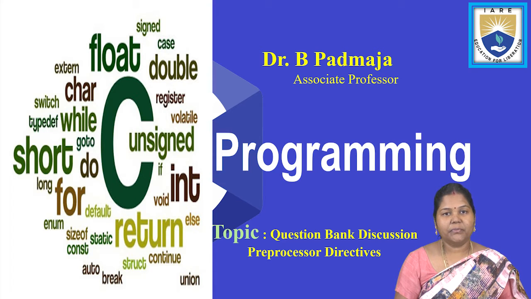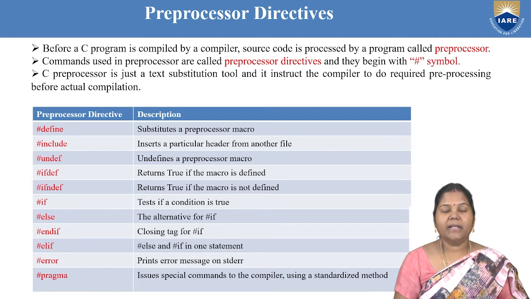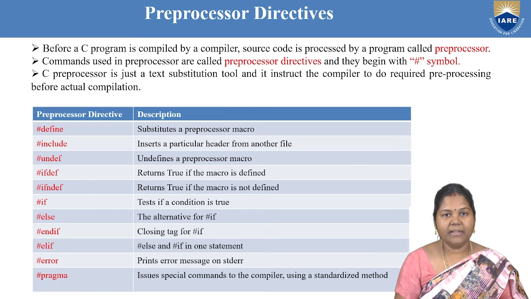Now, in this video, let us discuss a number of problems related to preprocessor directives. Let us start with what a preprocessor is and what the available preprocessor directives are. Before any C program is compiled by the compiler, there is another piece of software called the preprocessor, which does the required text substitution. The source code is processed by the preprocessor before it goes for compilation.